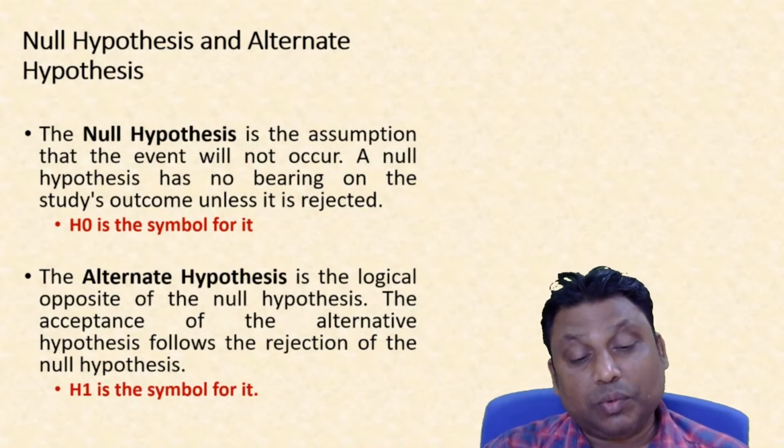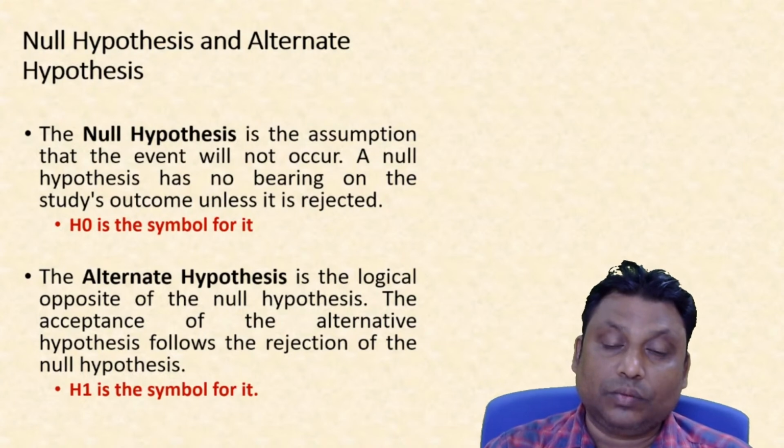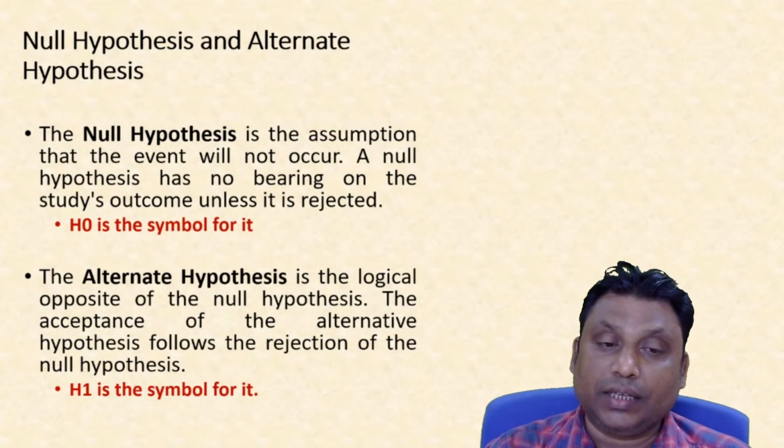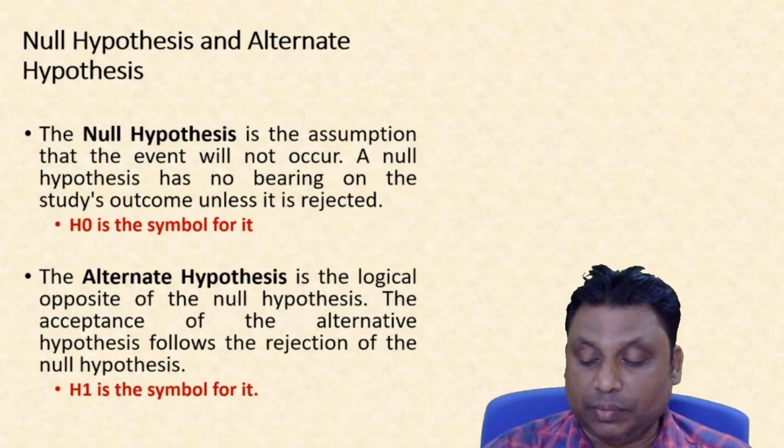So what is the symbol for it? H1. This is called the alternative. If H0 is the symbol of the null hypothesis, H1 is the alternative hypothesis. First we have to take the hypotheses for your analysis; if logically it is true, it is accepted. If not accepted, logically it is not true, then we will go for the alternative hypothesis. Denoted by H0 for the null hypothesis and H1 for the alternative hypothesis.